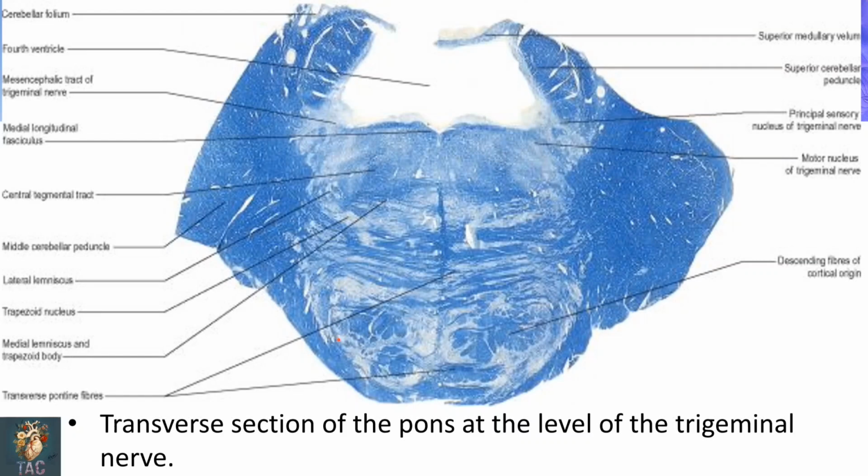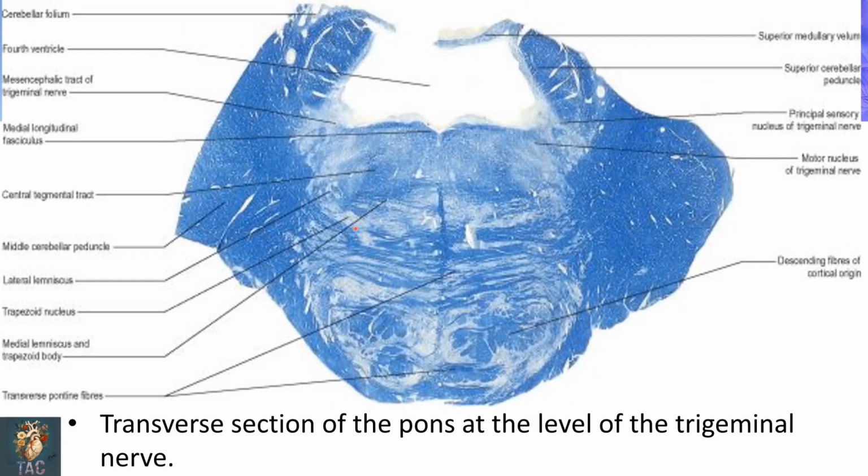So this is the basilar part. Here you can see the descending fibers and the nuclei pontis. Here you can see the transverse fibers, the transverse pontine fibers. Then is the trapezoid body, and then you can see the medial longitudinal fasciculus. So this is the medial lemniscus and trapezoid body. This one is the trapezoid body, and here you can see the medial lemnisci which are present over here.